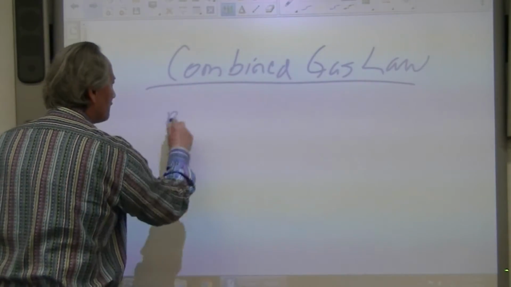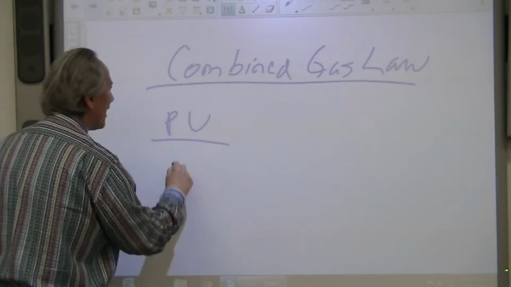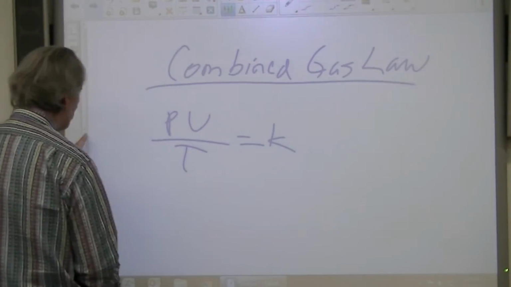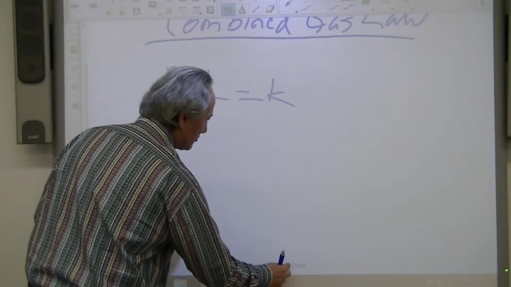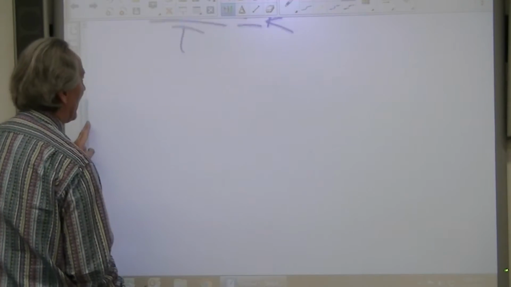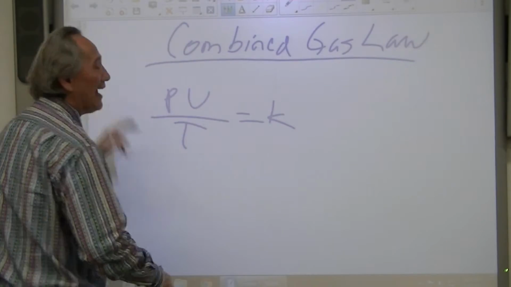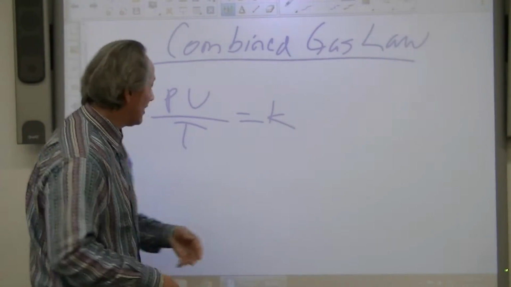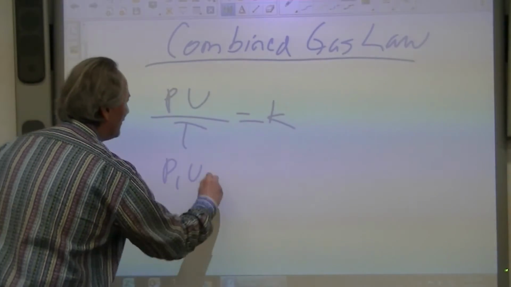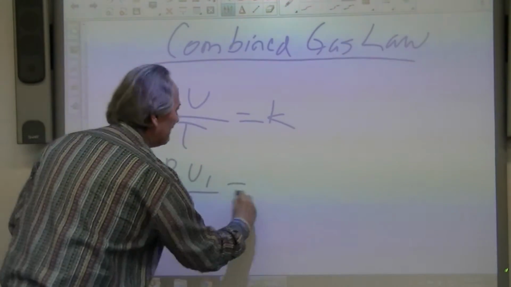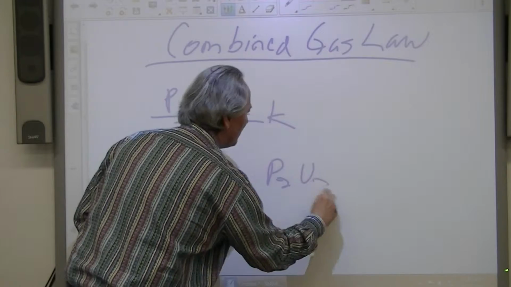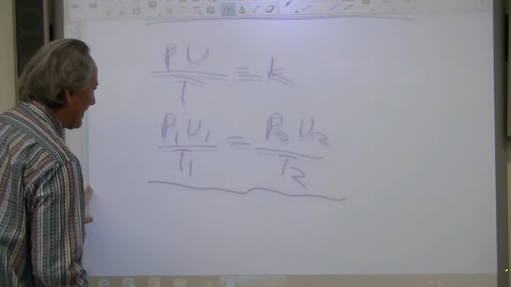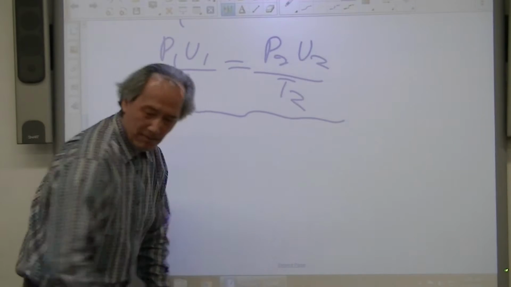Let's rewrite this as we've done with the other laws. The product of pressure and volume divided by temperature is equal to a constant. Now, again, as we did with the other laws, we can rewrite this in terms of initial conditions and new conditions, and hence the conventional way in which the combined gas law is expressed. So P1V1 divided by T1 is equal to P2V2 divided by T2, and hence the combined gas law.